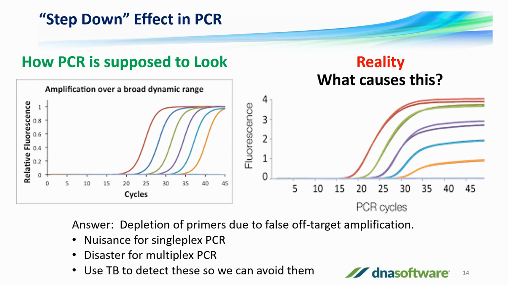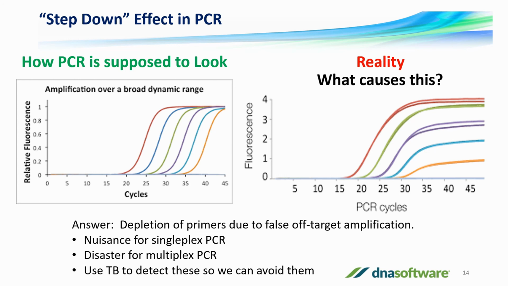But in fact, what is often observed is a set of curves like that shown on the right-hand side here, where we see a high fluorescence intensity for high concentrations of target. Then as you get lower and lower concentrations of target, the fluorescence intensity decreases. And this should not be happening. Many users are not aware of the cause of this so-called step-down effect. Well, it's due to the off-target hybridization to the background DNA that we talked about in the previous slides.